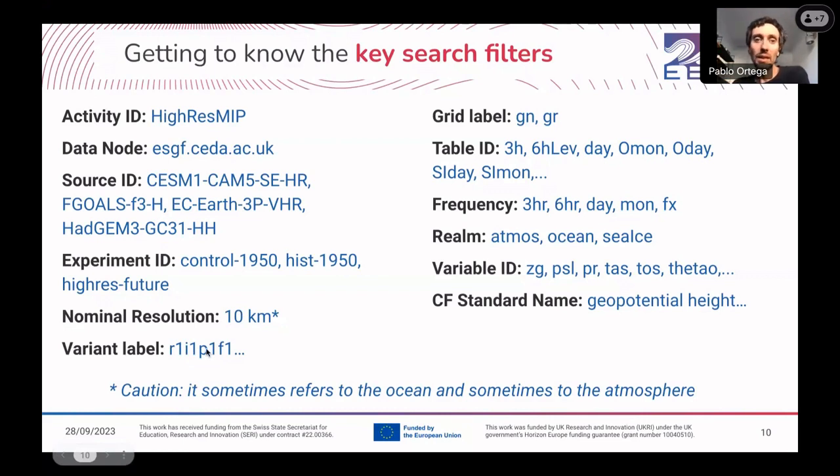P is physics, and it's because sometimes there is a change in the model, a small change in the model that affects the physics. And this is the way to tell the users that, for example, for the control it's a P1, and a different type of experiment is a P2, and that's just warning the user they are not the same model. Be careful, okay? And F is for the forcing, and might be something similar.